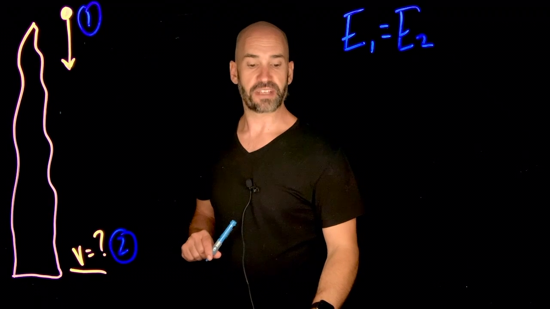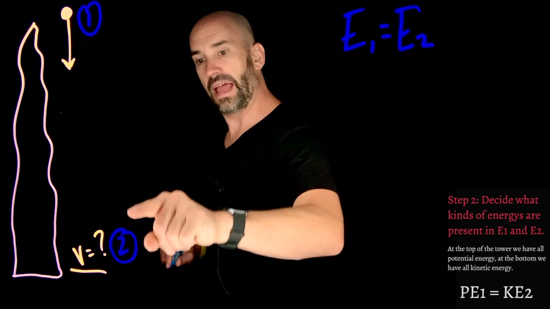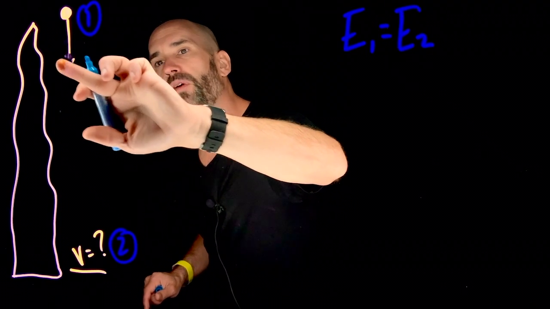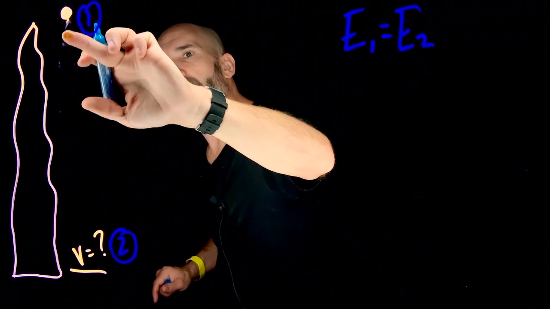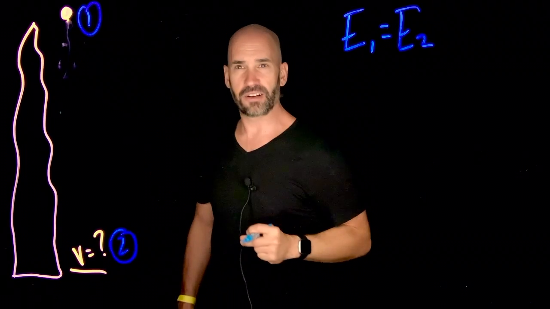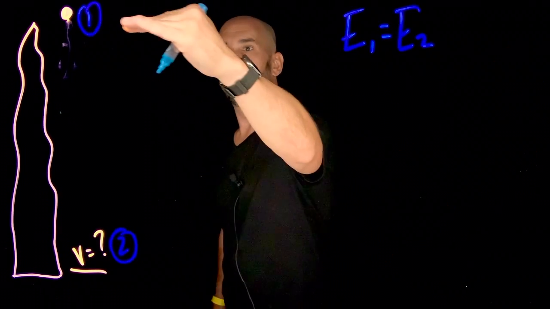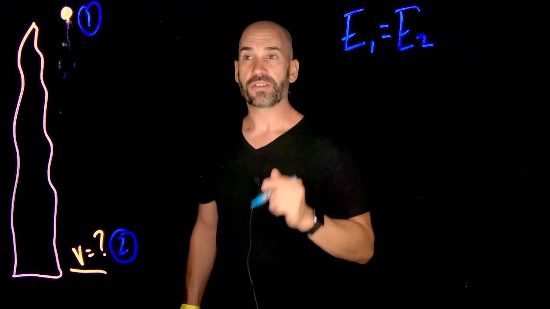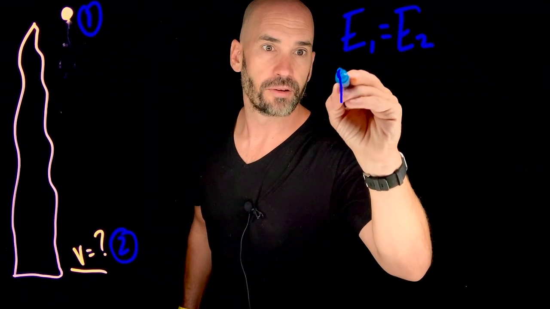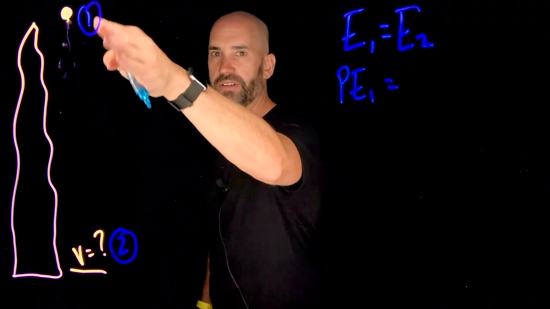If you go to the next slide, we have step 2. You decide what kind of energies are present at your E1 and at your E2. Okay, so right here, if I'm dropping this little gumball from rest, what kind of energies do I have here? Well, I can't have kinetic energy, right? Because it's not moving. There's no velocity, right? Kinetic energy is not there. But I do have a height, right? So that means I must have potential energy. So I'm going to put PE1 right there. Okay, that's the only energy I have here in this initial situation.